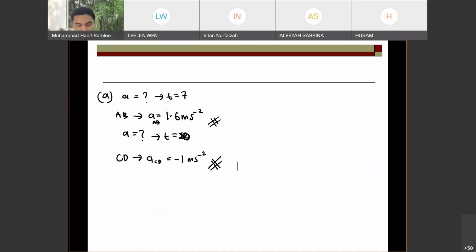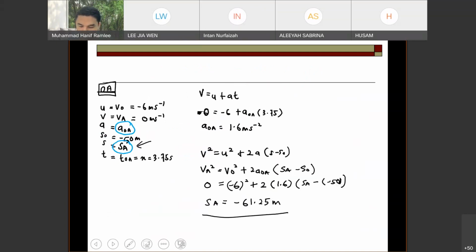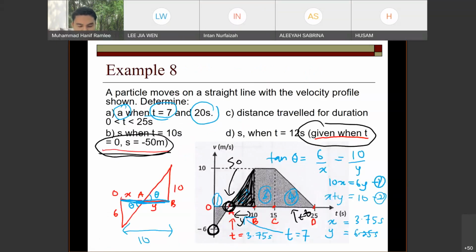And then B, the question for B is what? What is S when t equal to 10? So how? Anyone?